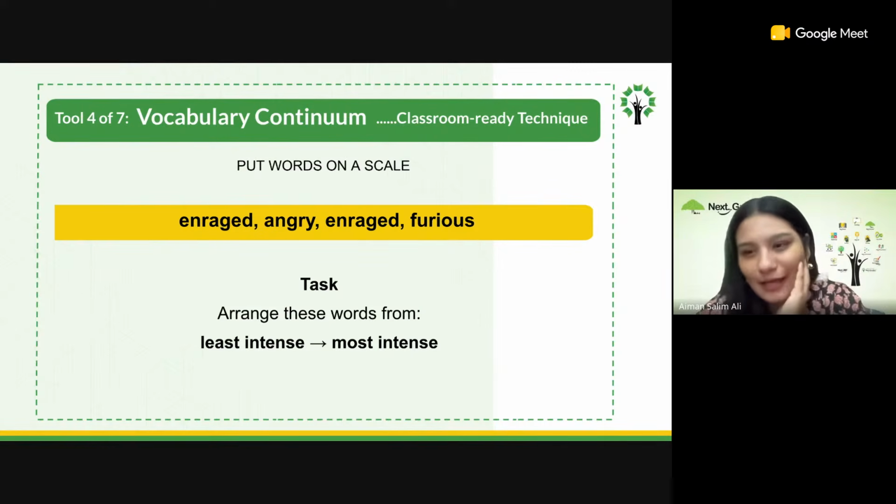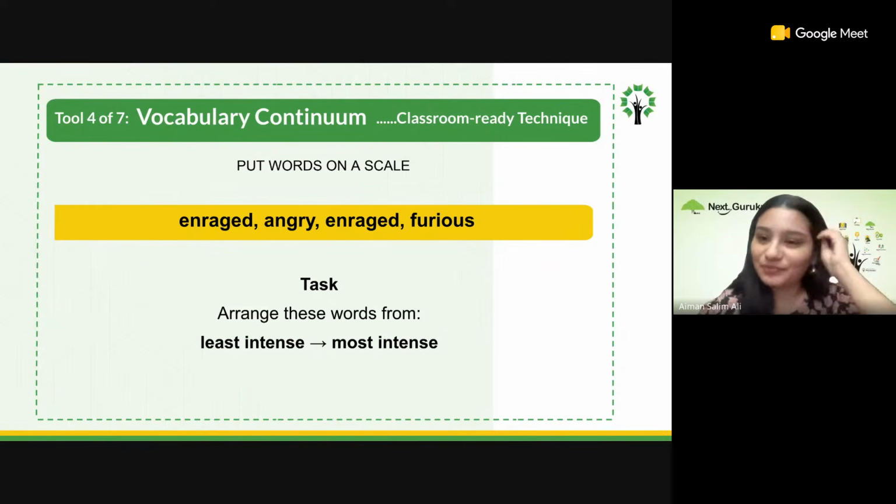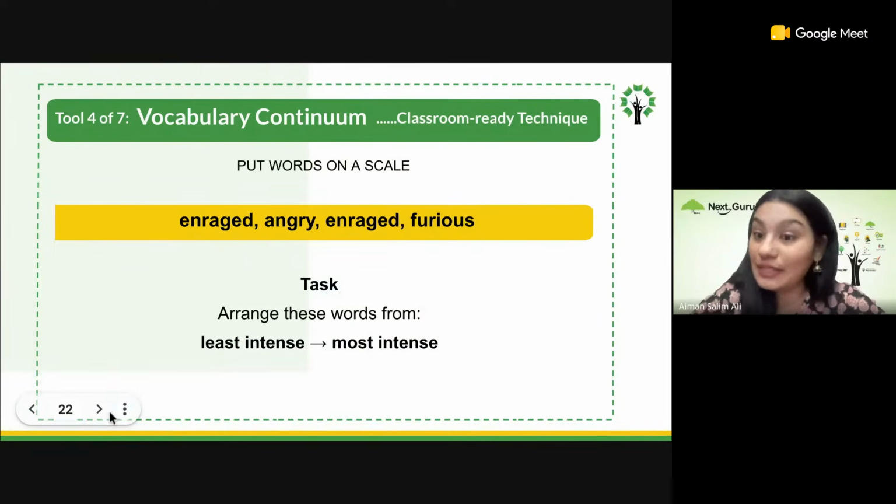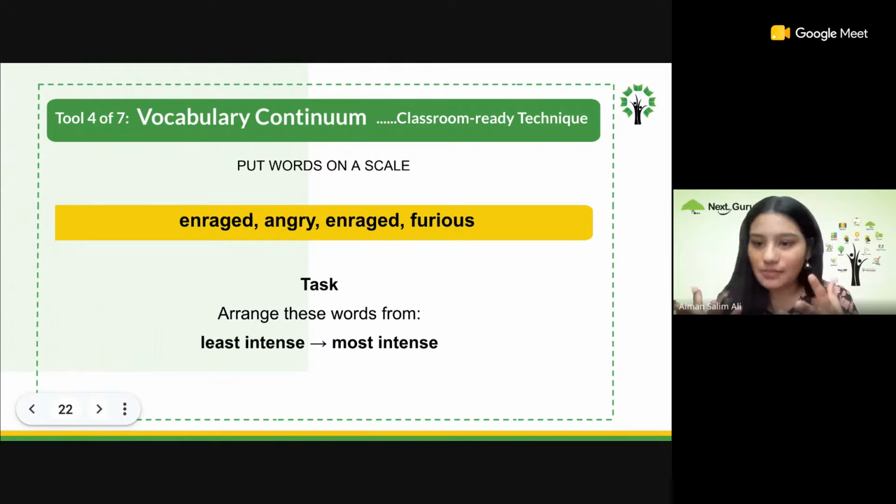Angry, furious, enraged. Okay. See, some people think it's furious and then enraged. Some people think it's enraged and then furious. Now, that's a good challenge for everybody. And this is how we want our students to be challenged also, that it's easy for us to understand synonyms and antonyms, but can they differentiate between the synonyms and when to use what?